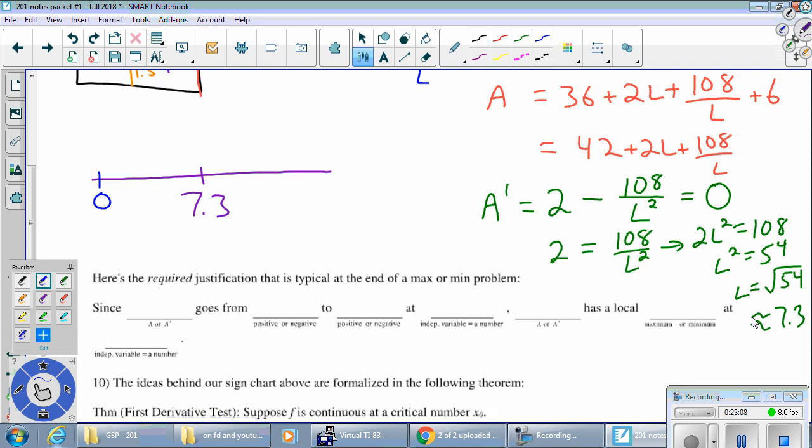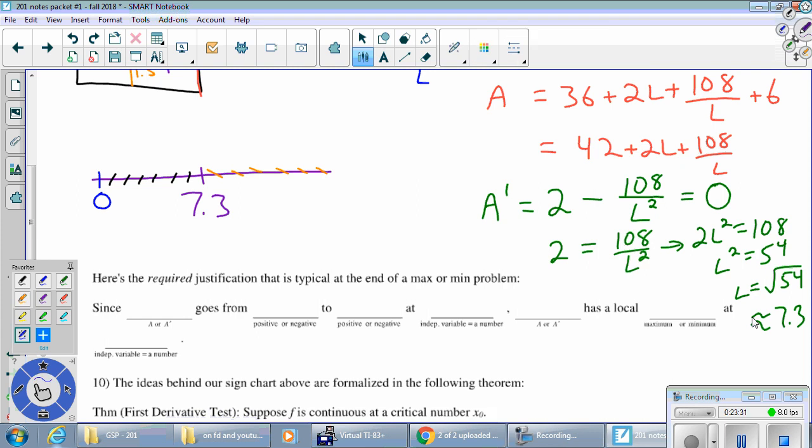Okay, so here's what we're doing. We are going to plug numbers in. I've got two intervals now on my number line. I've got all the stuff in between here, 0 to 7.3, and then I've got all the stuff over here bigger than 7.3. And we're going to plug those numbers into the function that the 7.3 came from. We've got two functions on the board. There's the original A function and there's the derivative.